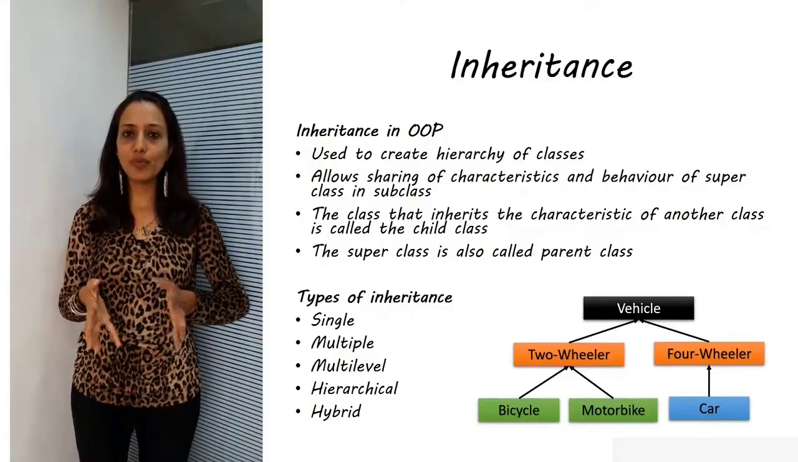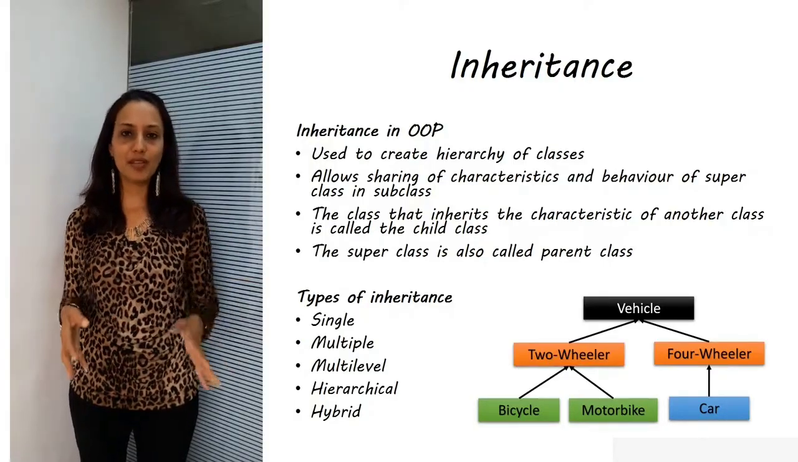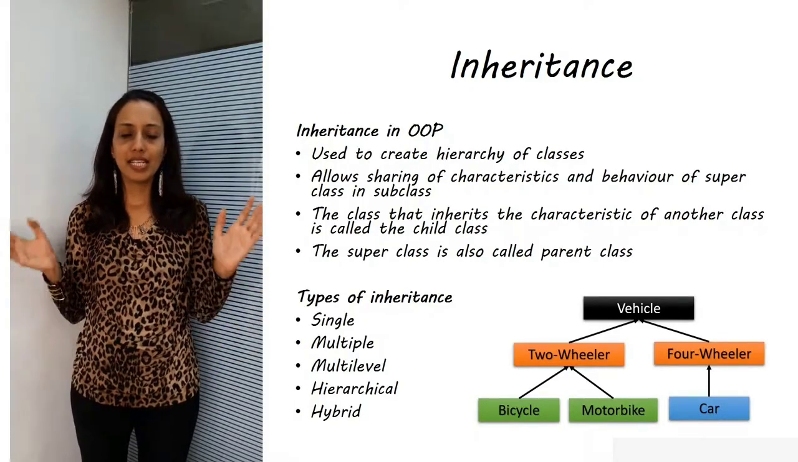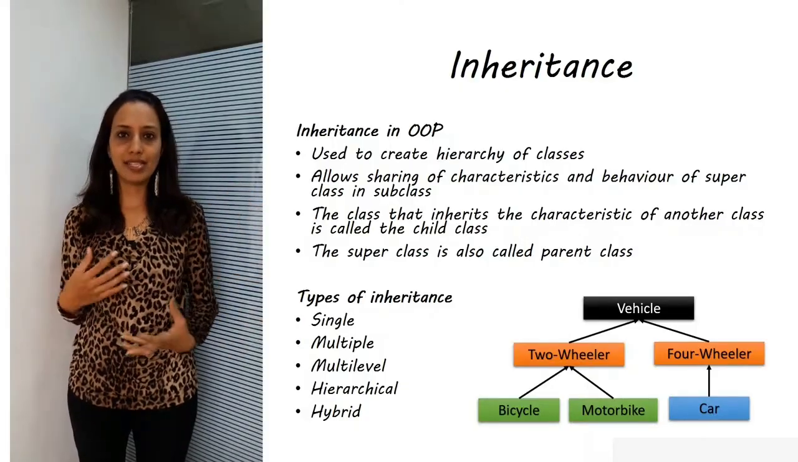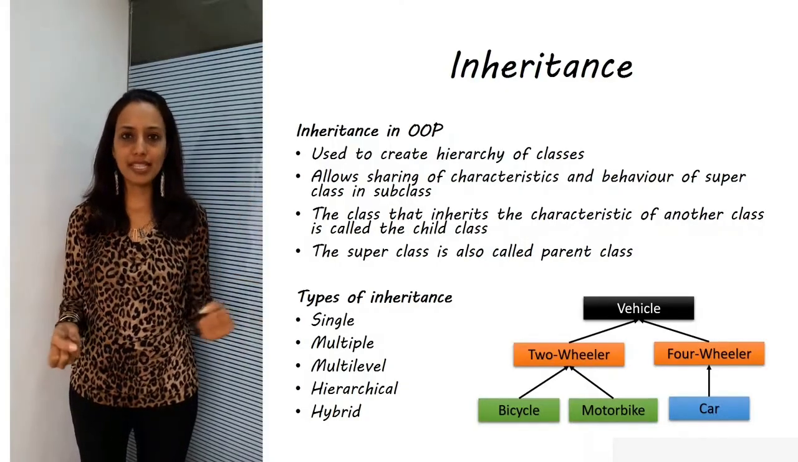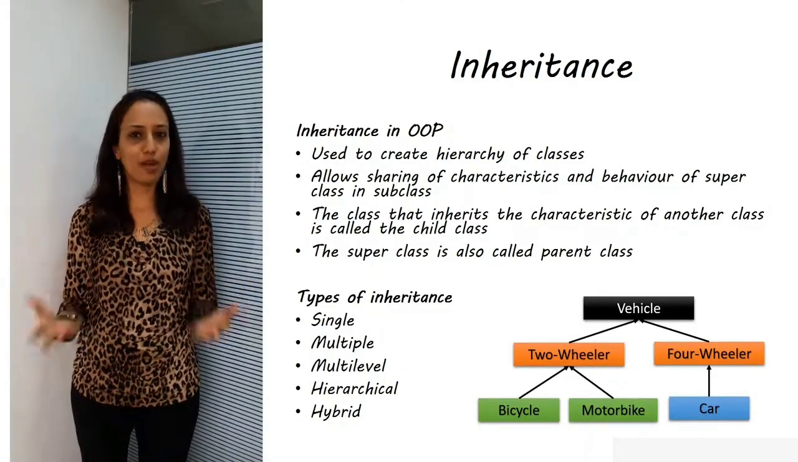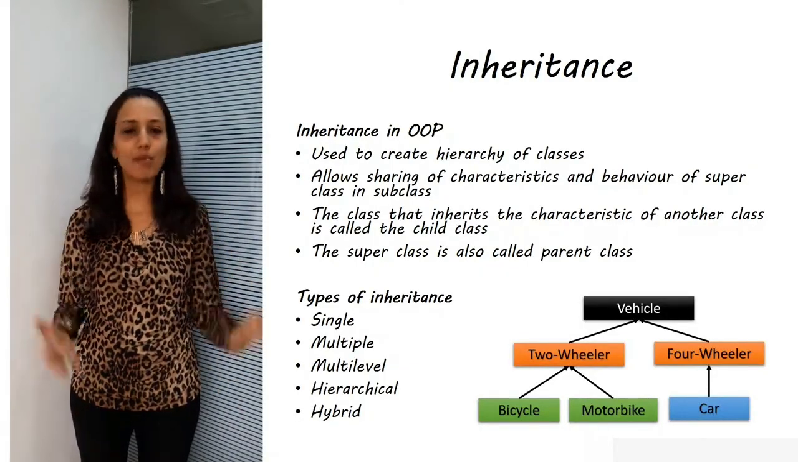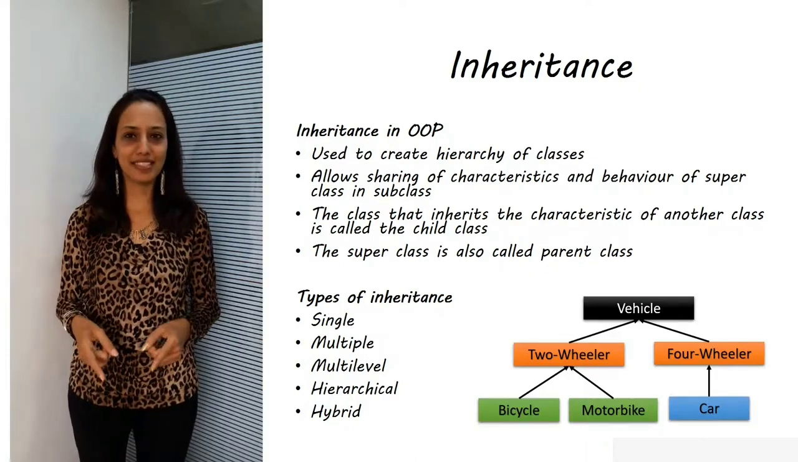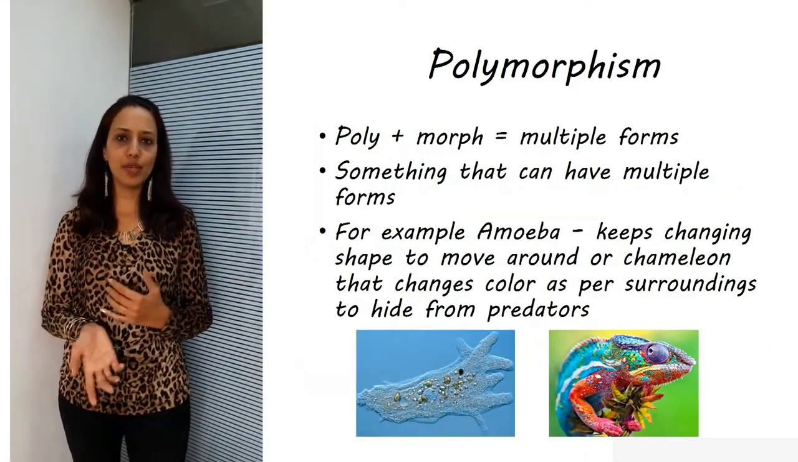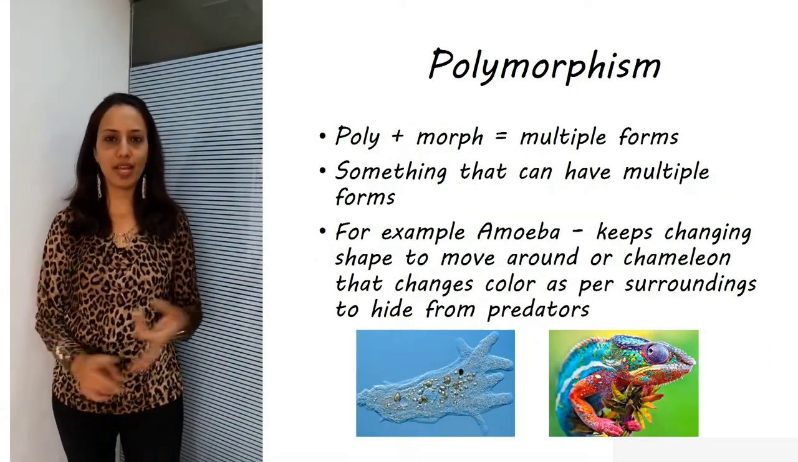So we won't go into the depth of all this, but for now you need to understand that in object-oriented programming, inheritance is a very important concept because it allows you to reuse characteristics and behavior of objects. So it's important. You must know this. Right, now we are done with encapsulation, abstraction and inheritance.